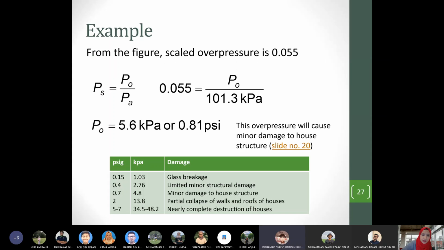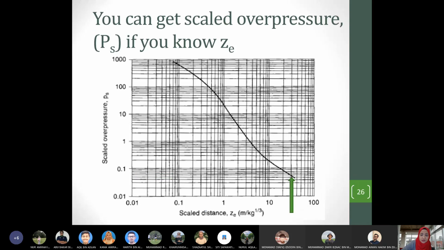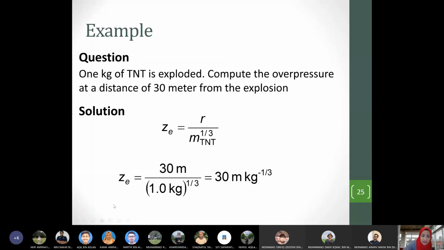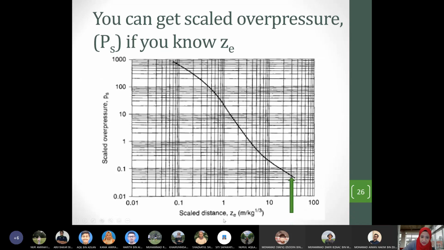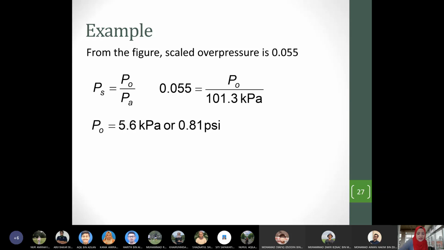Oh, okay. Let me go back. Where did I get the 0.055 before? Okay, let's go back. It's from this chart. So remember we calculated the ZE, which is the scale distance. Once you get the scale distance of 30, you go to this chart and you read up, scale distance is in the x-axis 30, and then you read to the side here, you get 0.055. So that is the PS, scale overpressure. So what you want to find is this P overpressure. So we just multiply PS and PA, and you get P overpressure.